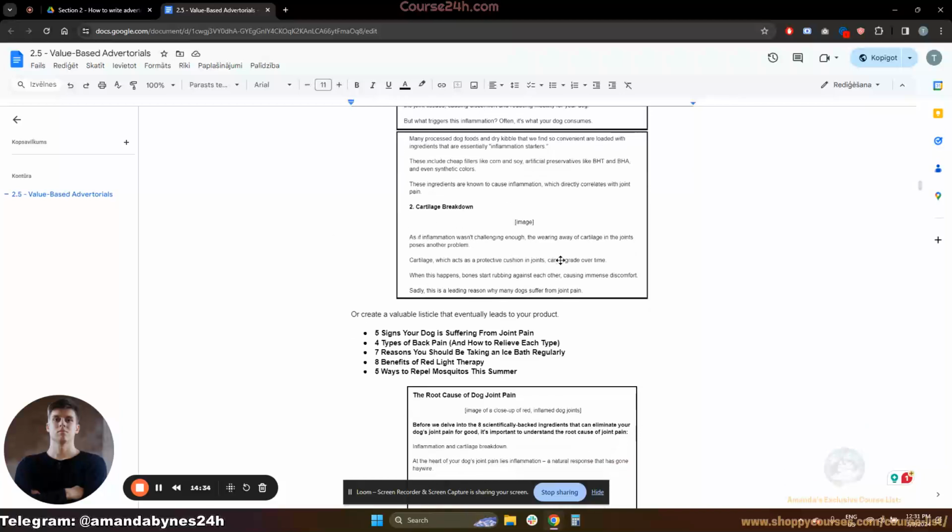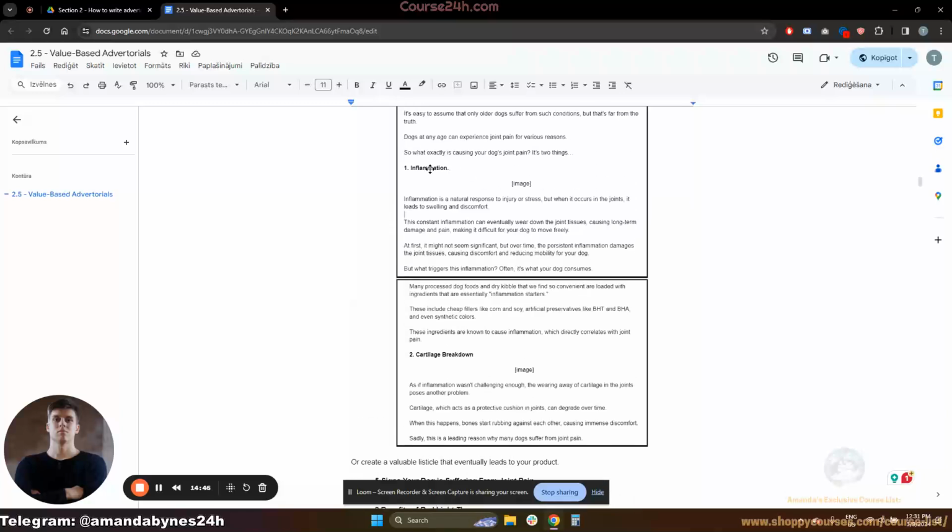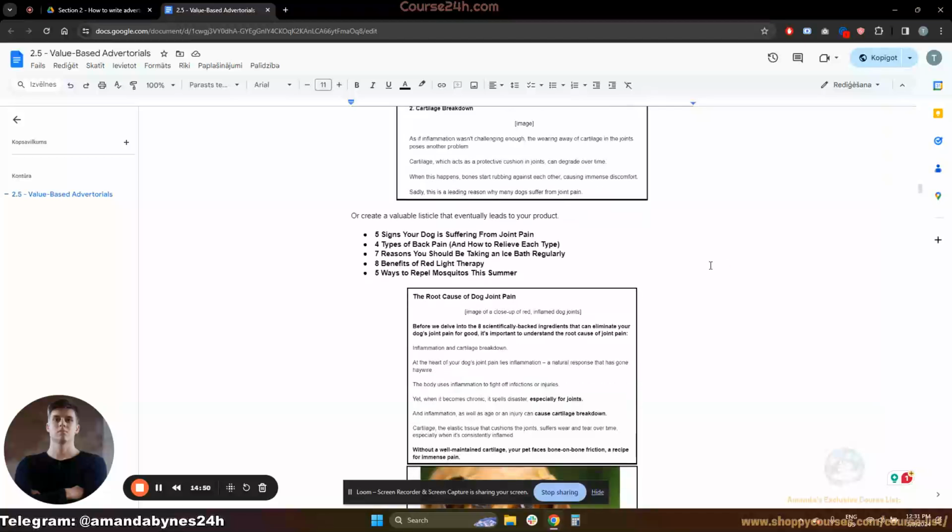And then it also explains here. And then basically it ties back to how it introduces the product and then explains how it tackles these 2 factors to help your dog with their joint pain.